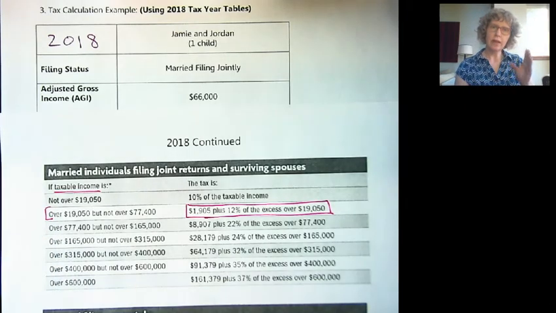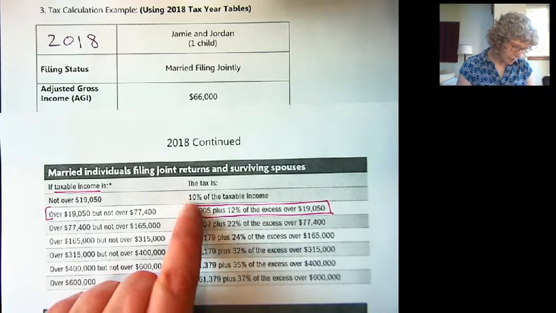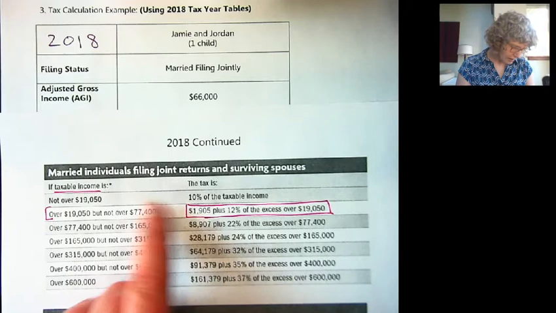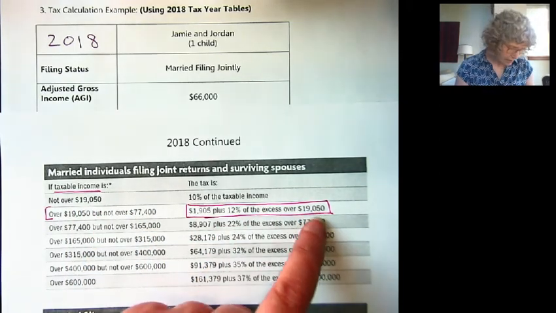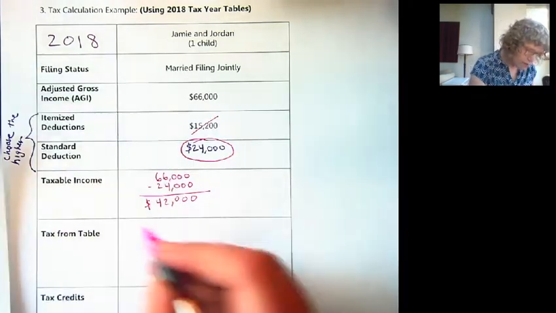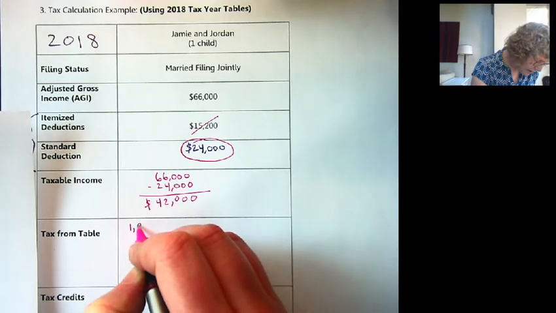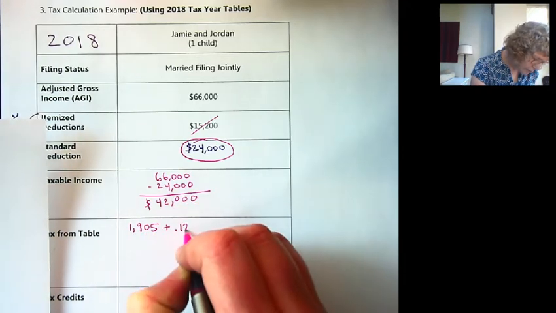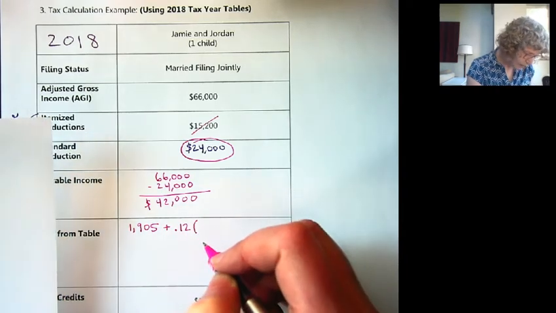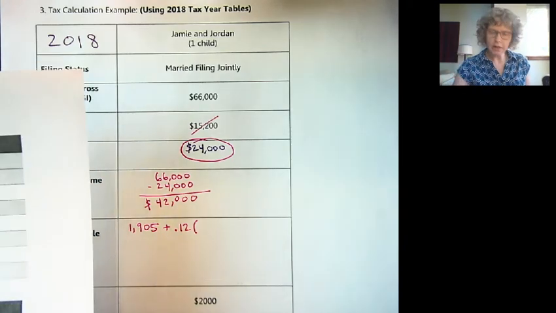So it's like everyone's paying the same on each bracket of money, on each chunk of money. Okay, so they're paying 10% of that first $19,050 and 12% of the excess over that. So let's do that calculation. So tax from table is going to be $1,905 plus, for 12%, I'm going to do 0.12. The excess over means subtract. It means the difference over and above.